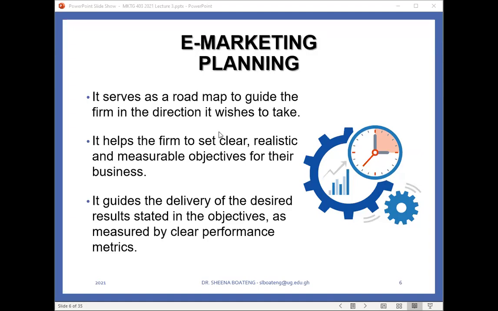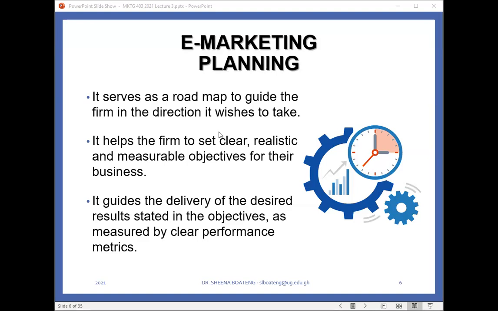So the e-marketing planning process basically helps us to set clear, realistic, and measurable objectives for our business. And these objectives that we set throughout the planning process will guide the delivery of the results that we have stated, as we will measure by clear performance metrics by the end of the implementation process. In our second lecture later on this week, we will be discussing performance metrics when it comes to e-marketing planning and which metrics we can use to gauge and measure the success of our e-marketing strategies.